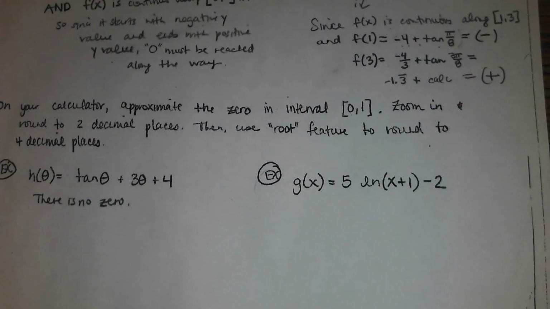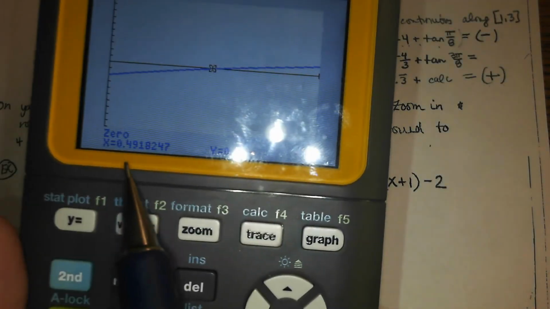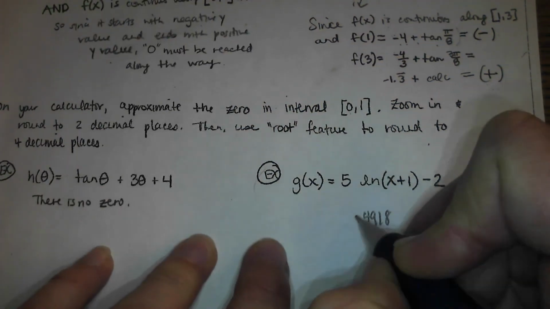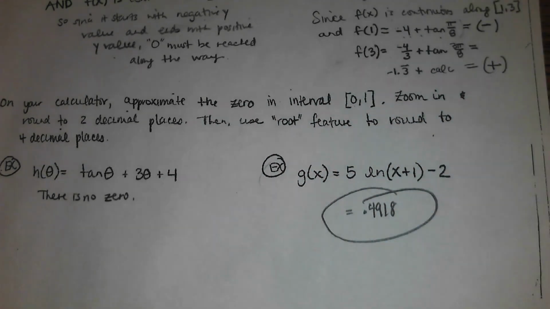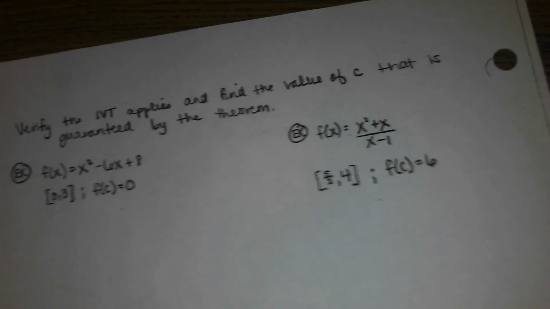0.49. Root featured around to 4 decimal places, 0.4918. Any questions? Okay.